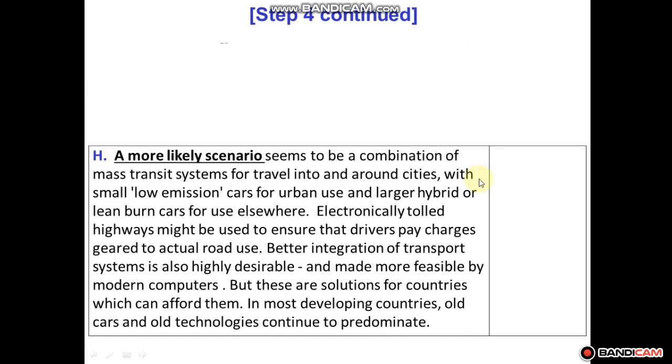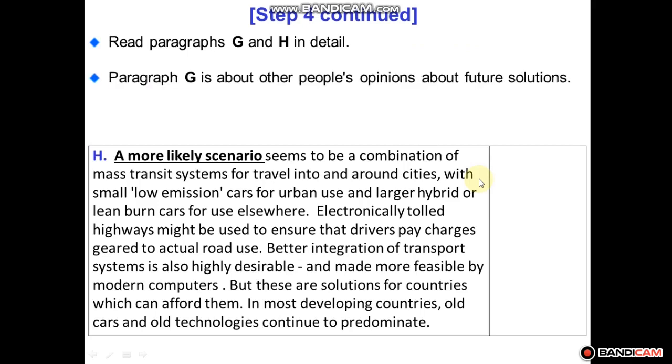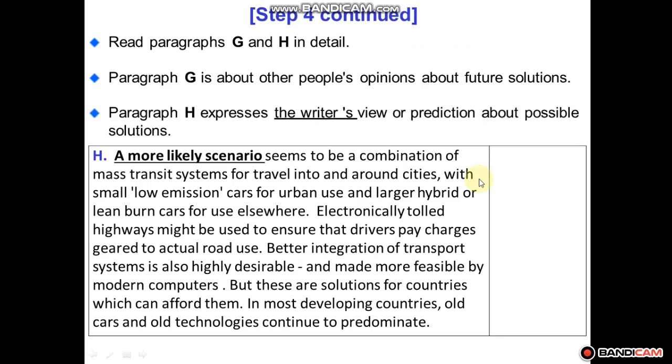Now look, this is paragraph H. Now read paragraph G. That's not here, but you can go back to it, and H in detail, because they are somewhere at the end. Paragraph G is about other people's opinions about future solutions. Because it was about future solutions, you should move on to the last paragraphs. These are the last paragraphs. Paragraph H expresses the writer's view, this is H, on prediction about possible solutions.